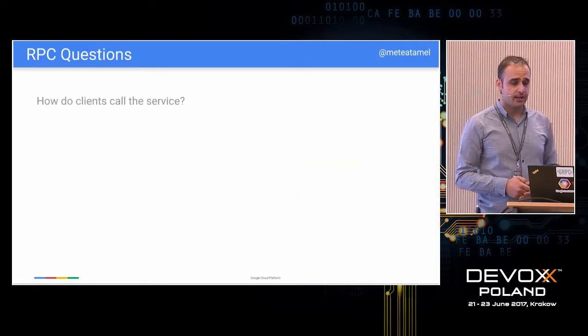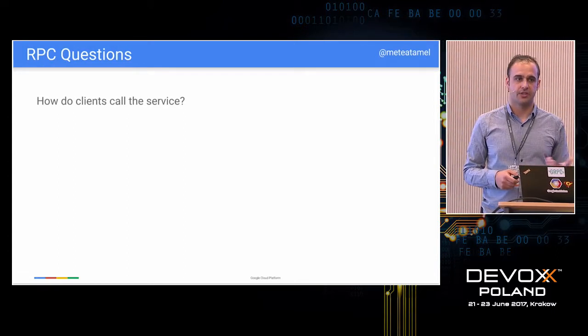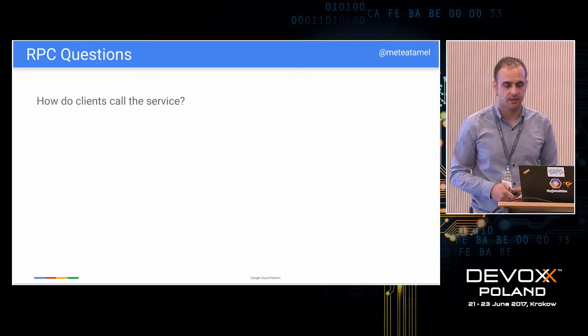The first thing is, how do your clients call the service? Do they make an HTTP call? Do they make a TCP connection? What does that look like? Because they're not on the same machine, same JVM anymore, so you need to think about the connection.